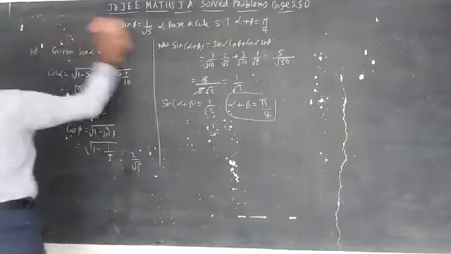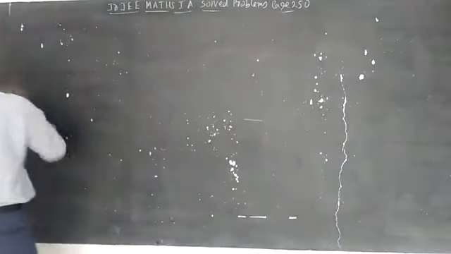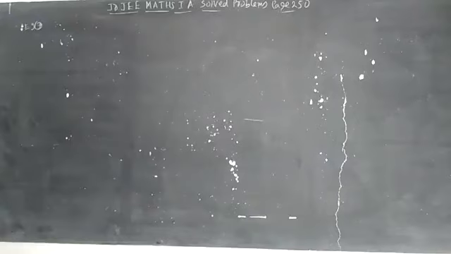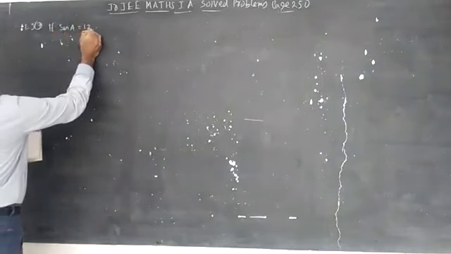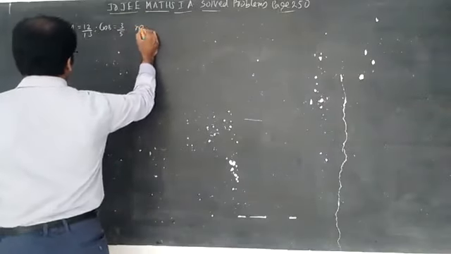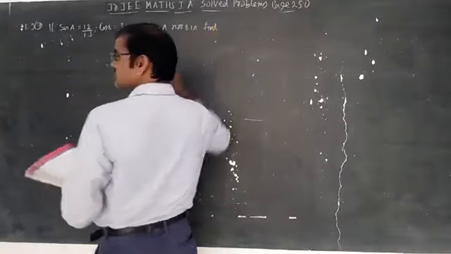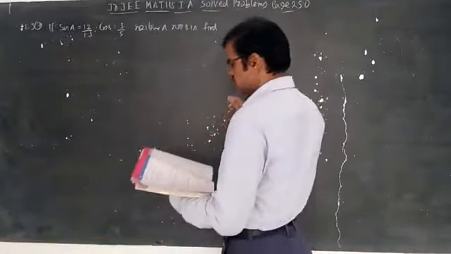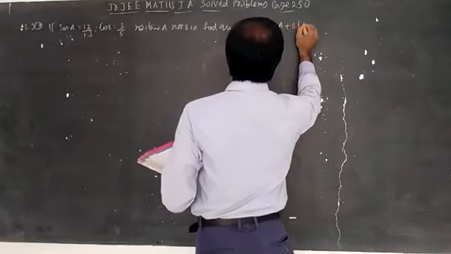Now, 7th question, page number 252, Example 7. If sin A is equal to 12 by 13, cos B is equal to 3 by 5, and neither A nor B is in the first quadrant, find in which quadrant A plus B lies.